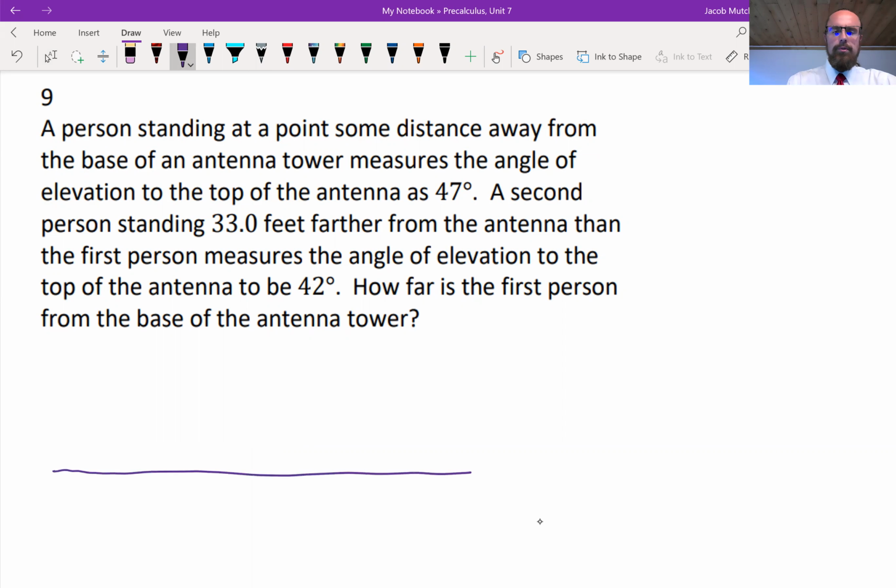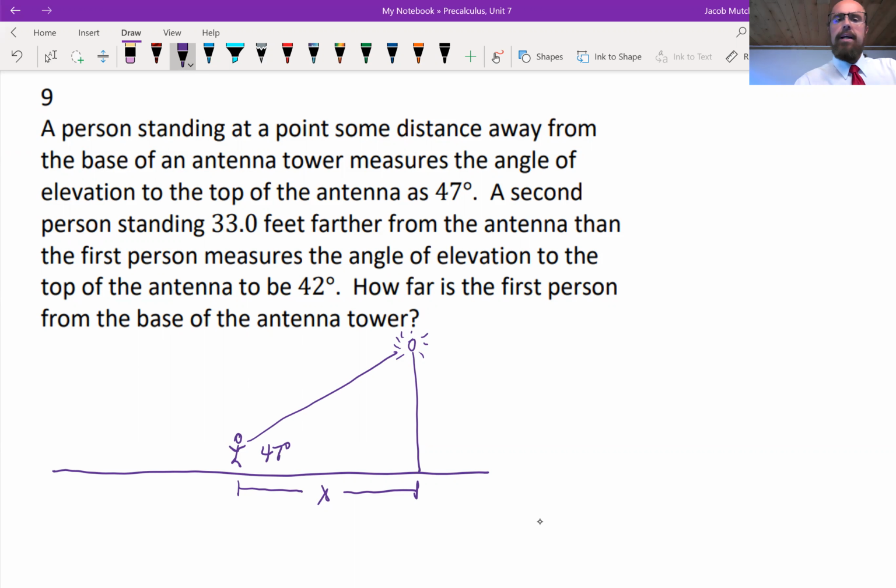So this has multiple parts. I've got an antenna tower that's sending out a signal. And I know that there's a person that is standing some distance away from it. I don't know that distance. I'm going to call that X. What I do know is that the angle of elevation for that person is 47 degrees. So that's that first sentence.